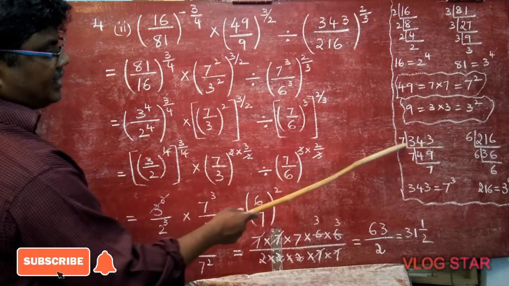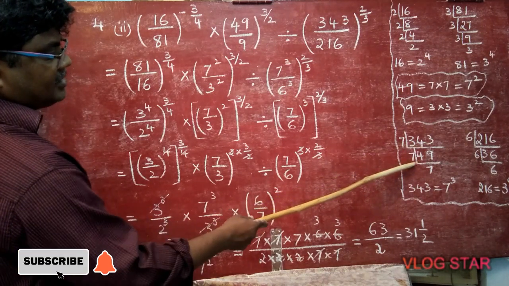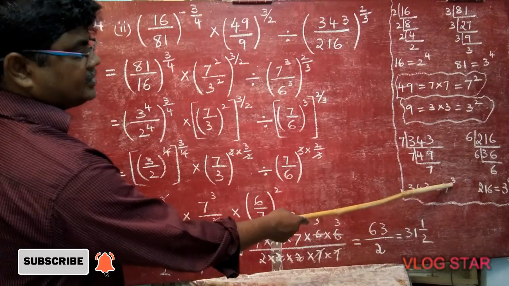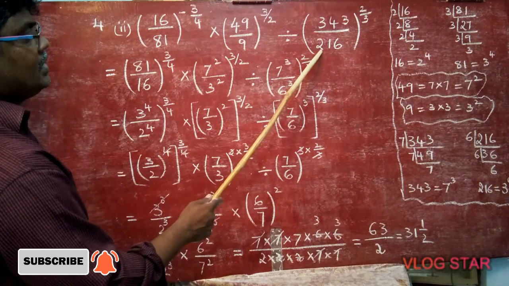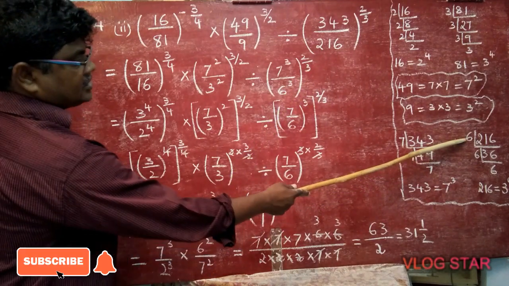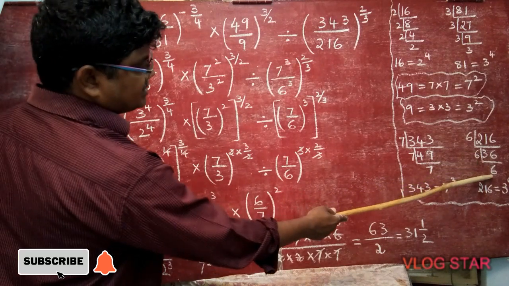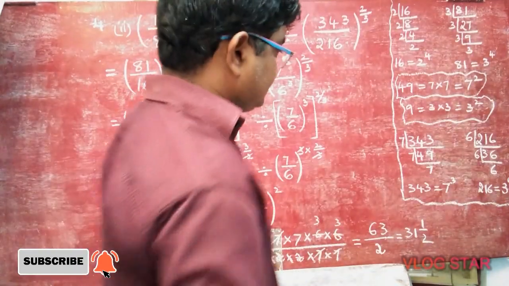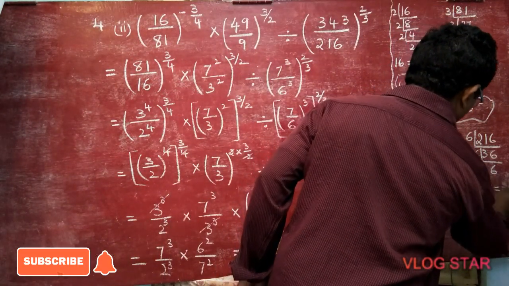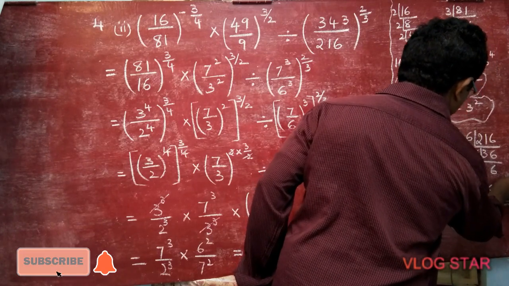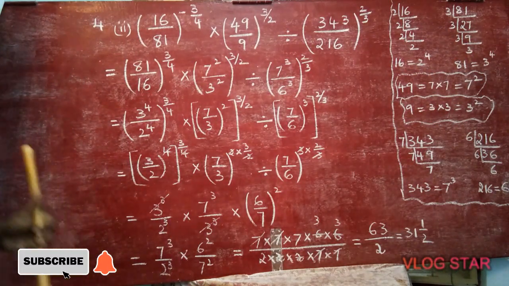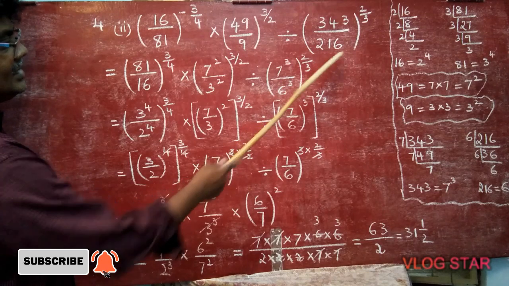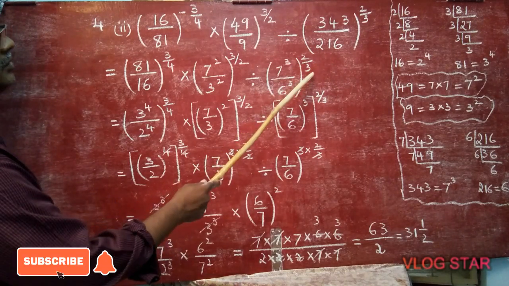So 343, how can I write? 7 goes 49 times, again 7 times. So in the place of 343 I can write 7 cube. Next 216, find the factors. 6 goes 36 times, again 6 goes 6 times. So 216 is equal to 6 cube. Here mistake, 6 cube. Now replace. 343 means 7 cube. 216 means 6 cube, whole to the power of 2 by 3.